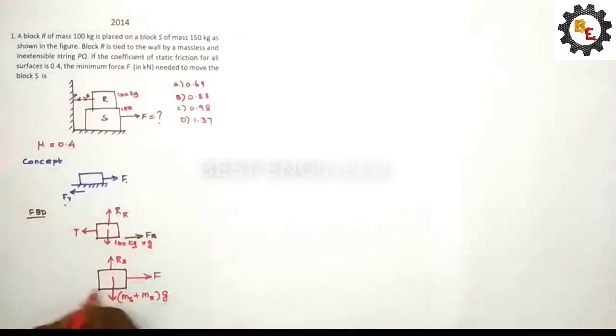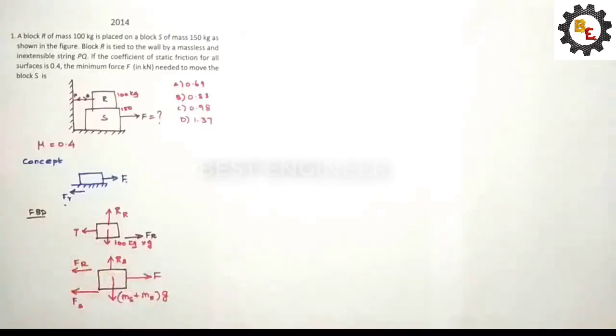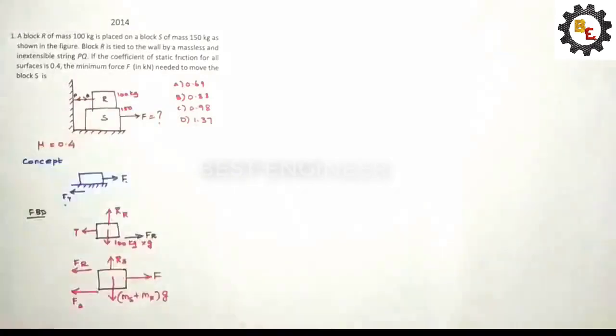Now we are applying the force here, that is F. The friction force will act against the applied force. Friction force S. Here the friction force R acts against the surface. This is the free body diagram for this whole system.